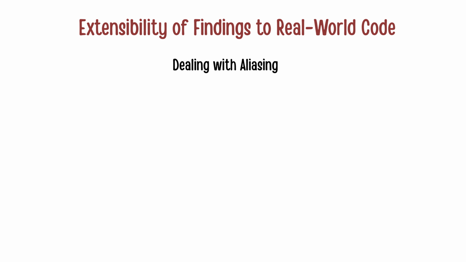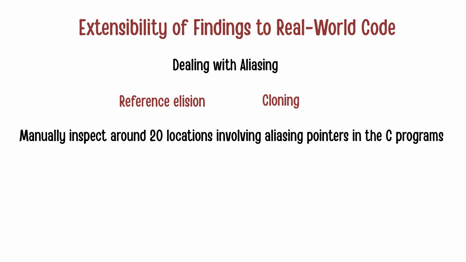What about one of the hardest problems in C to Rust translation? In the user study, participants commonly dealt with aliasing using two strategies: reference elision and cloning. The authors investigate whether similar strategies appear in uutils. Because the Rust implementation is often very different from the C implementation, directly matching corresponding code fragments is difficult. The authors manually inspect around 20 locations involving aliasing pointers in the C programs. They find 4 clear matching examples, and all 4 are examples of reference elision.